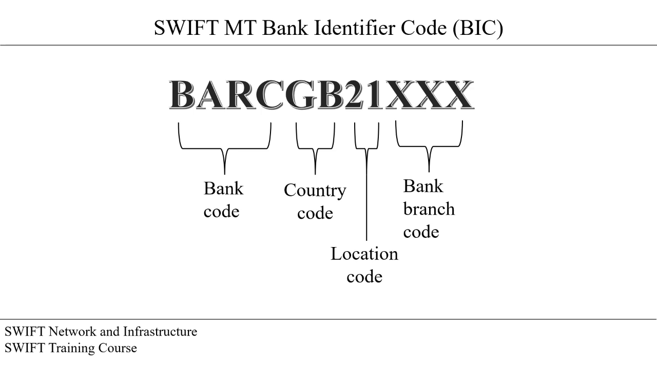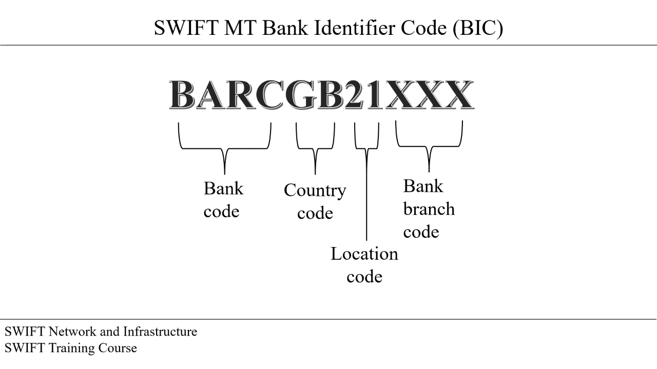Swift MT Bank Identifier Code, BIC. So what do we understand by the bank identifier code? Basically, this is the address for the financial institution or the bank that is recognized and used by Swift to send and receive messages.